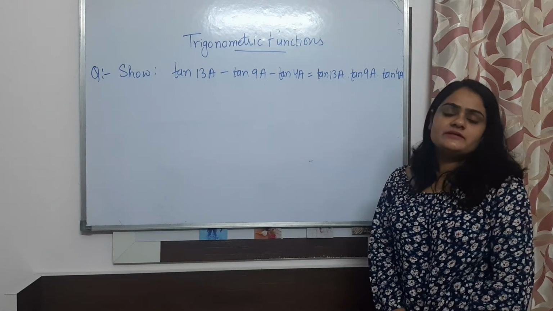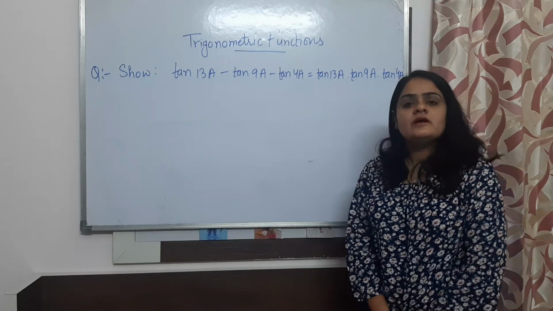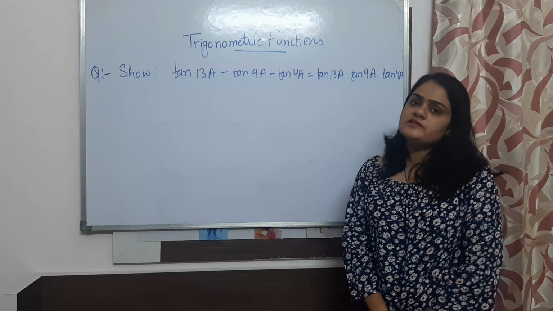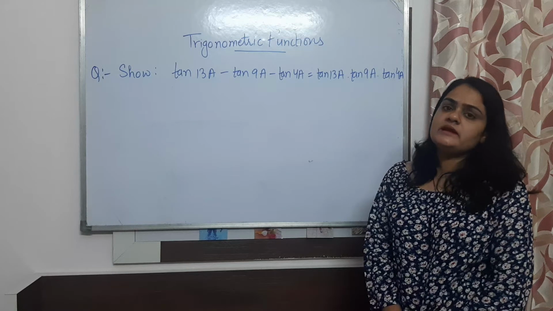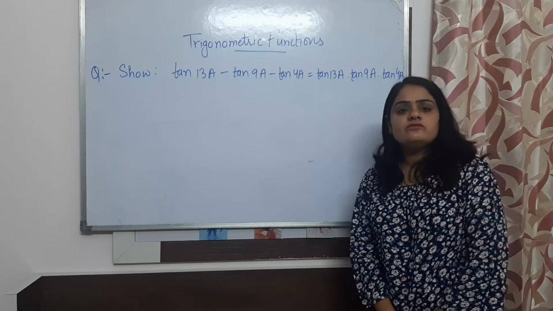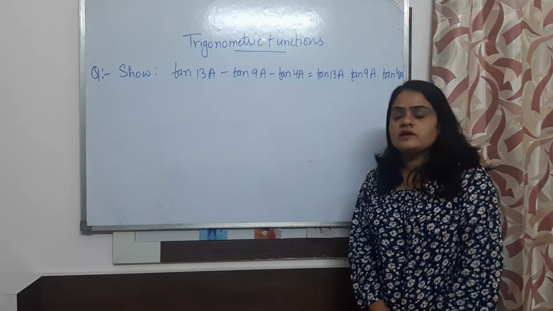We are doing trigonometric functions. In the previous video, we learned 6 formulas of addition and subtraction: 2 formulas for sine, 2 for cos and 2 for tangent. That means sin(A+B), sin(A-B), cos(A+B), cos(A-B), tan(A+B) and tan(A-B). Now, let's do some questions based on these formulas.